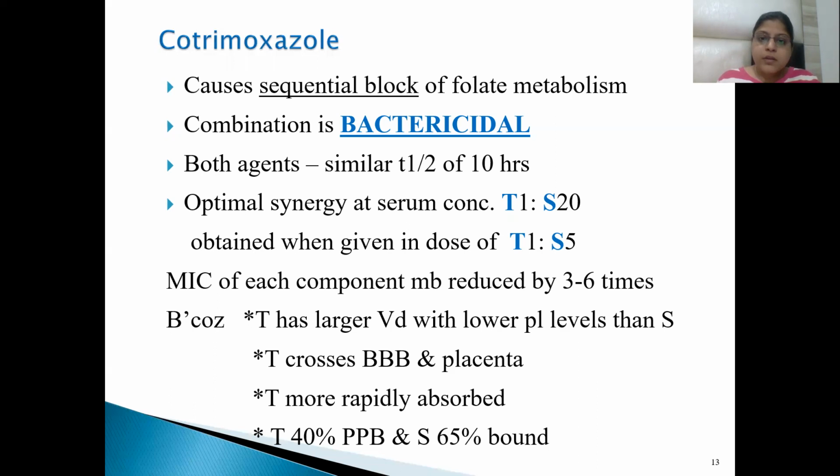Both agents have a similar half-life of 10 hours, and the optimal synergy concentration is 1:20, obtained when given in a dose of 1:5. The minimum inhibitory concentration of each component may be reduced by 3 to 6 times. Now trimethoprim has a larger volume of distribution with lower plasma levels than sulfamethoxazole, and trimethoprim crosses the blood-brain barrier and placenta, is more rapidly absorbed, and is 40% protein bound, and sulfamethoxazole is 65% protein bound.